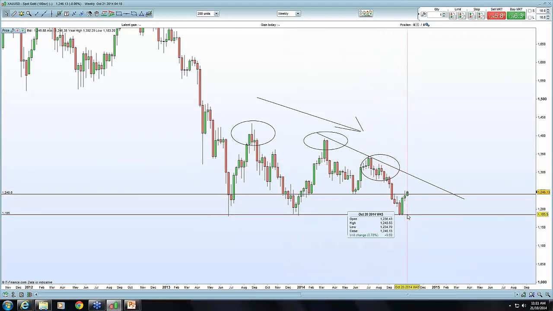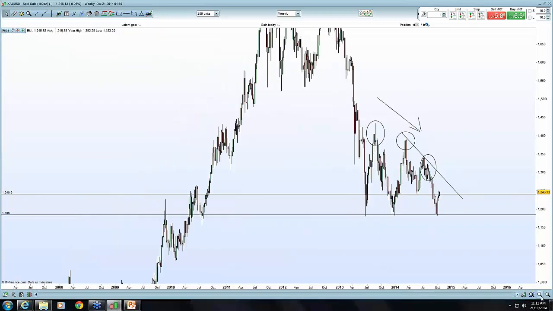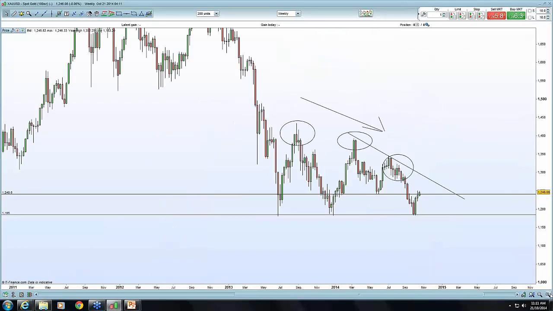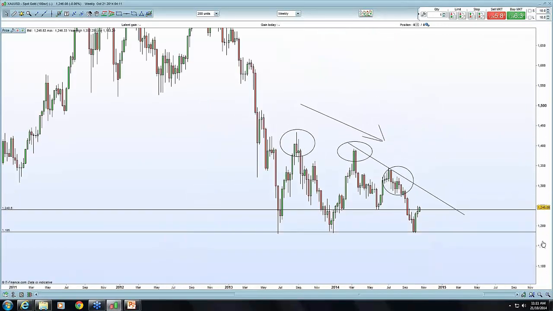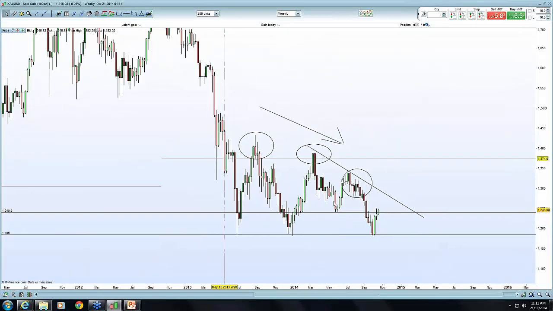1180 was a very, very strong support. Let me zoom out to see whether it was tested. Okay, tested all the way back in 2009, around 2010, 2013, 2014. So 1180 is a level you want to watch out for in gold. It was supported last month and it has formed a bullish engulfing candle, which means that the bulls are in play at the moment.